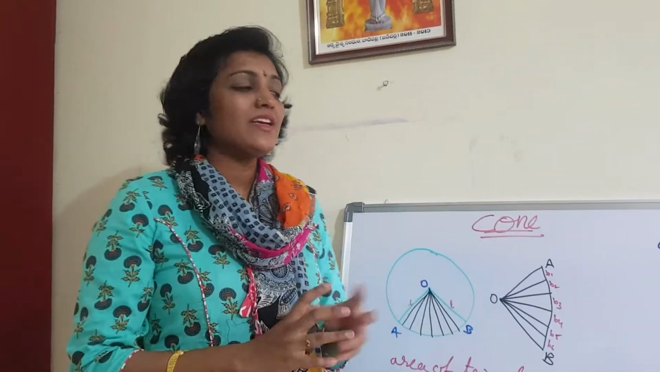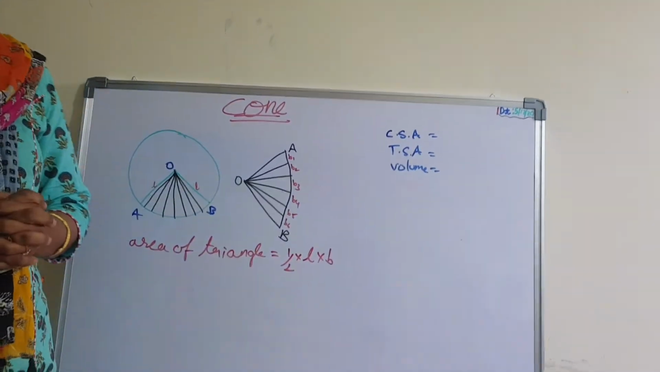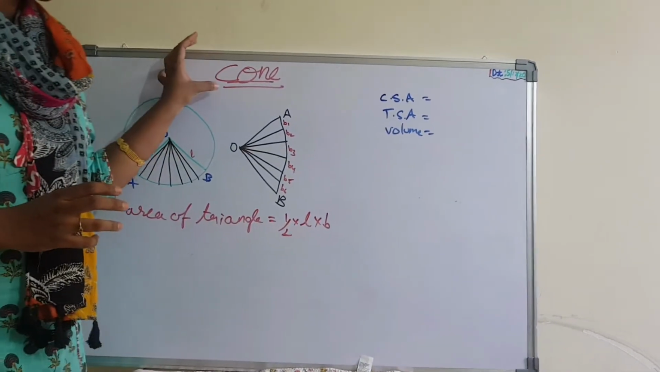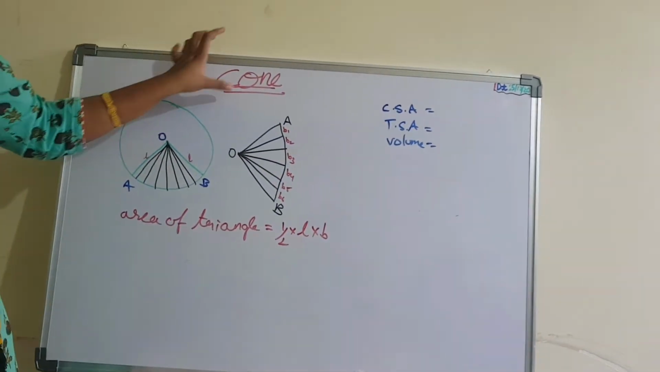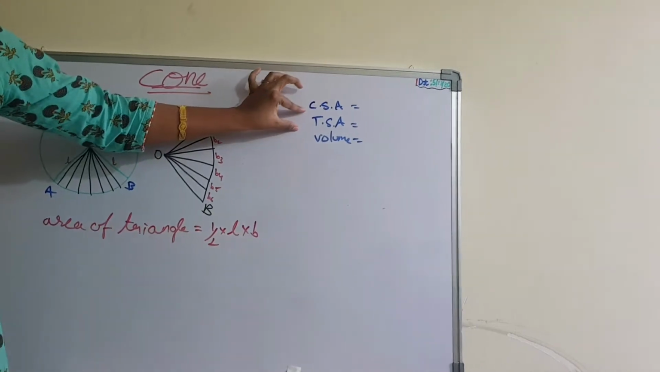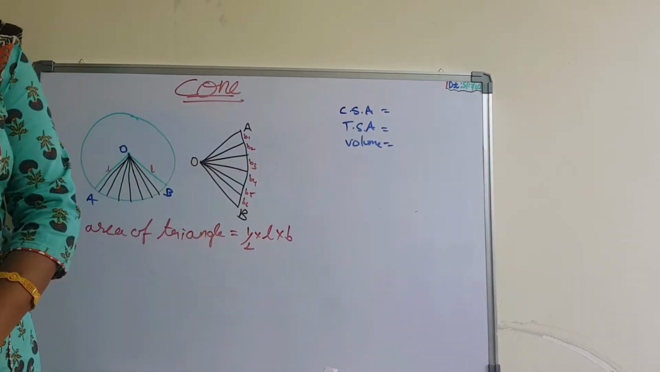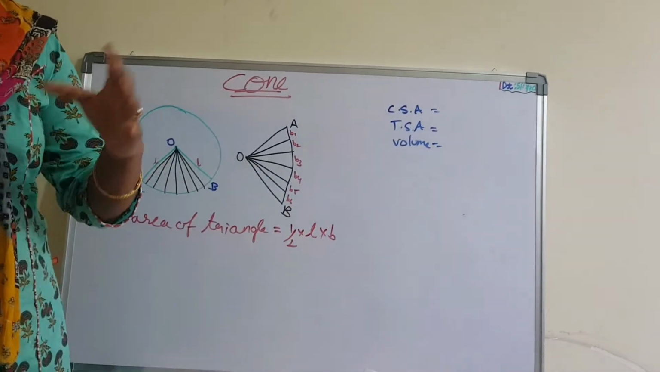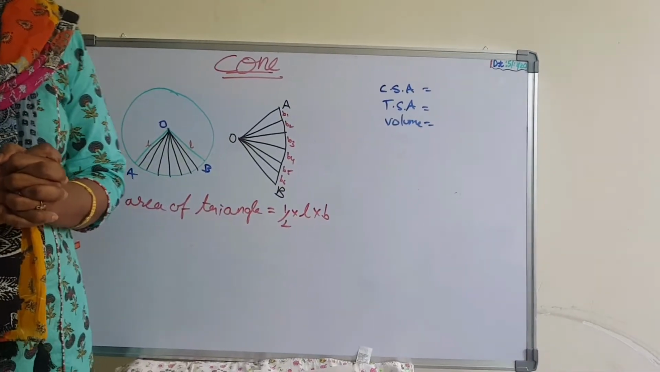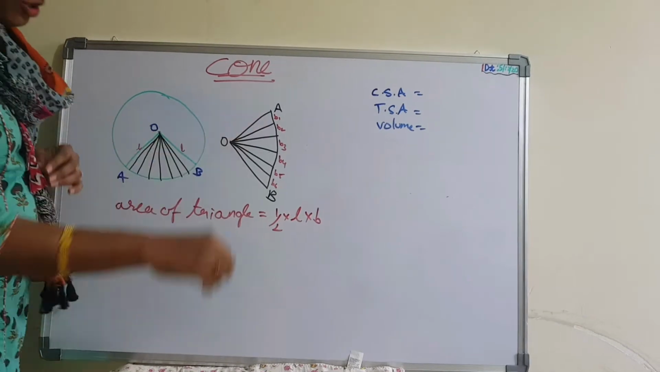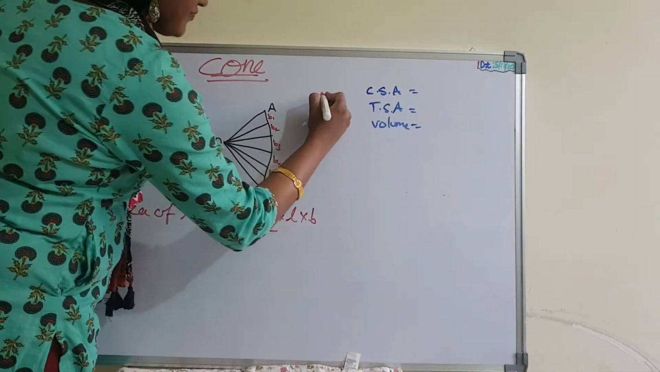I am telling the topic cone. Cone is my topic. Here in the cone also we are finding curved surface area, total surface area, and volume. First we will find what is a curved surface area. Before going to that, curved surface area means the center part of the cone.